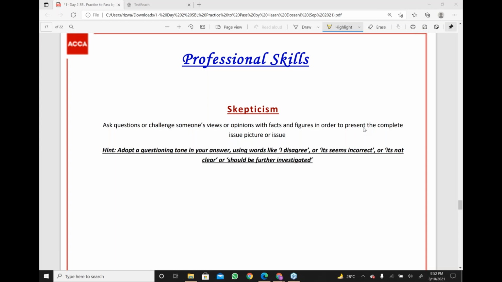When the question says demonstrate skepticism skill, make sure that you ask a couple of questions in your answer. I want to see at least 2 or 3 question marks, because we all know that skepticism means questioning mindset. So when you are drafting your answer, you can ask questions, or you can disagree. You will say I disagree, or it seems incorrect, this needs further investigation, and what is the basis of this assumption. Just try and put a couple of questions. Is that clear? You just need to change the way you draft.